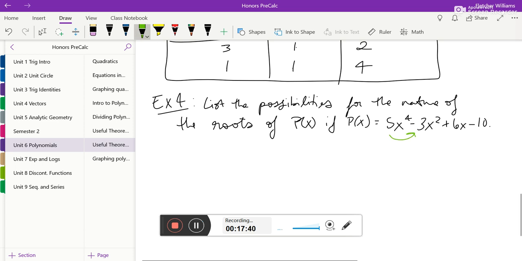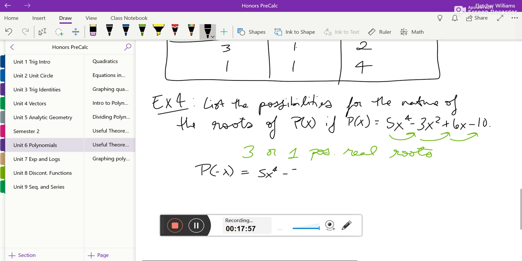So it looks like we have 1 sign change, 2, 3. So there's 3 or 1 positive real roots. And if we do p of negative x, that'd be 5x to the fourth minus 3x squared minus 6x minus 10. So this is just like the last problem actually. Oops, sorry. There's only 1 sign change there. So that'd be only 1 negative real root.